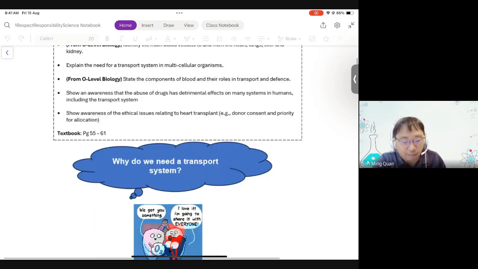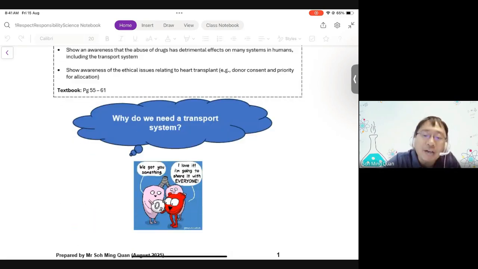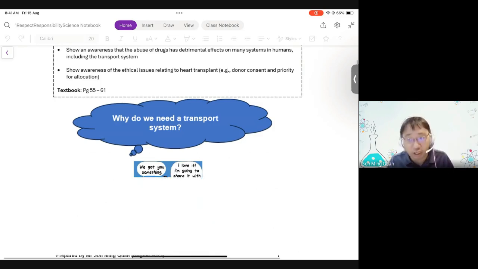But before that, we need to think through why we as humans need a transport system in the first place. I'm sure you know we need to transport many things around the human body, such as oxygen gas. Oxygen needs to be transported from the lungs to the heart and from the heart to the other parts of the human body. So there is clearly a need for transporting oxygen. But why do you need a system with blood vessels for this? All right, so this is where we begin our study of the transport system.